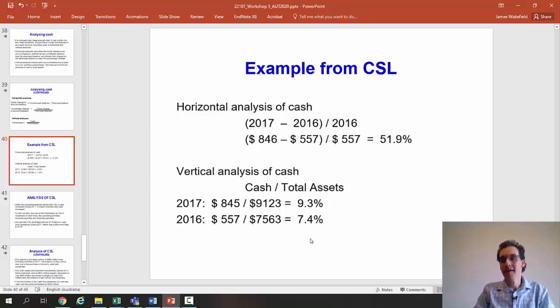But what it means is that the cash that's sitting there is probably not earning your business a lot of money. So think about it.